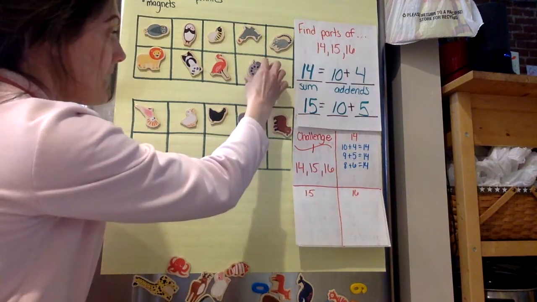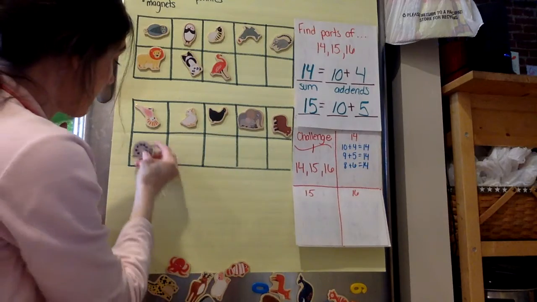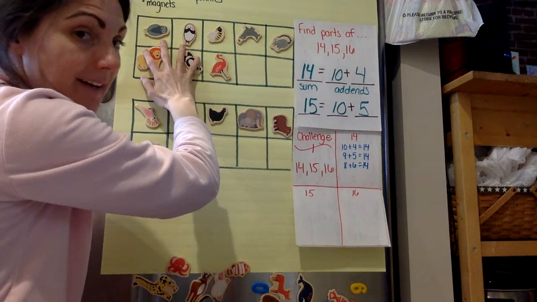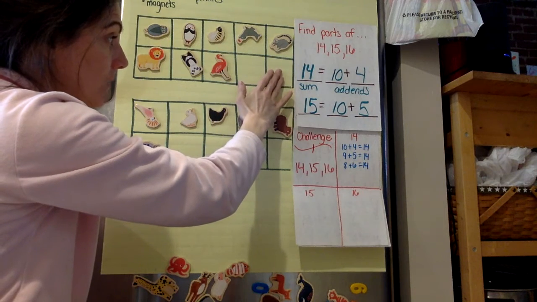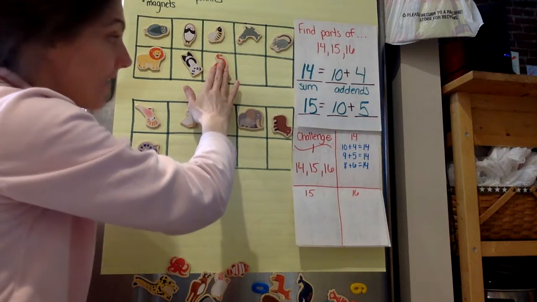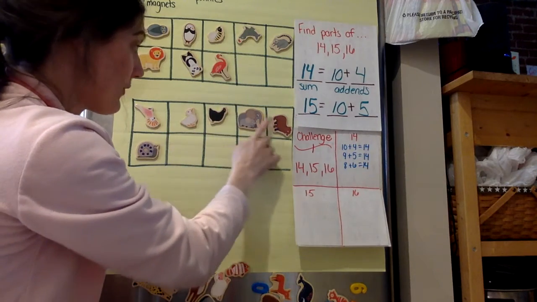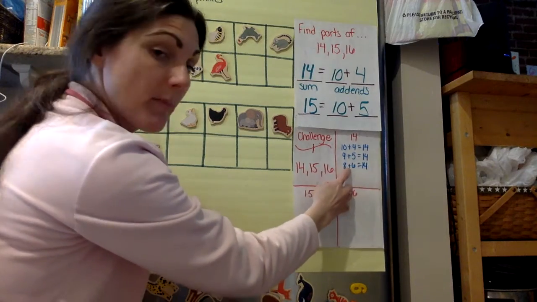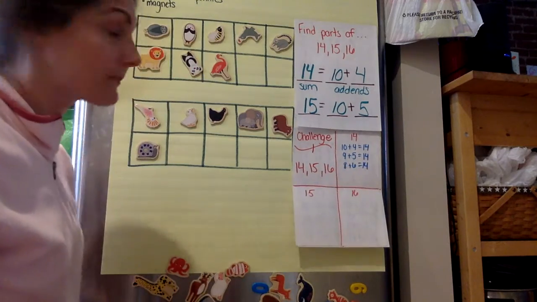Then let's do another one. I'm going to take another magnet and I'm going to move it down. So now I have 8. I know that because I had 10 and I took away 1, 2, leaving me with 8. So I have 8 plus, I know the first row is 5 and one more is 6. So now I have 8 plus 6 equals 14.